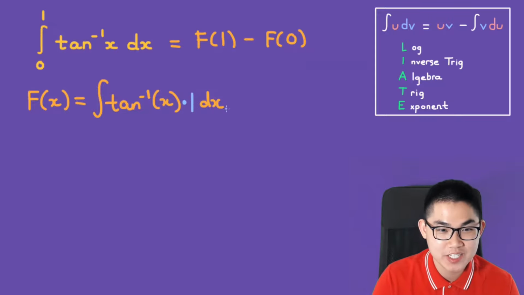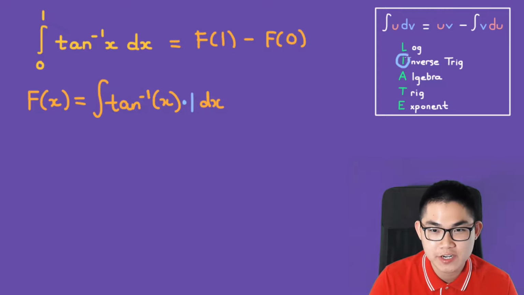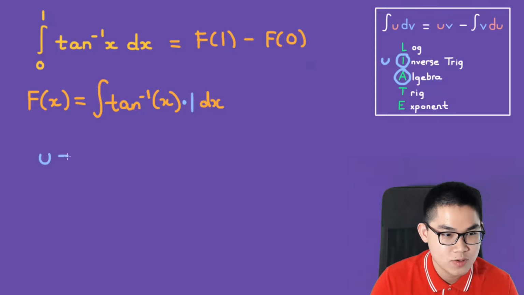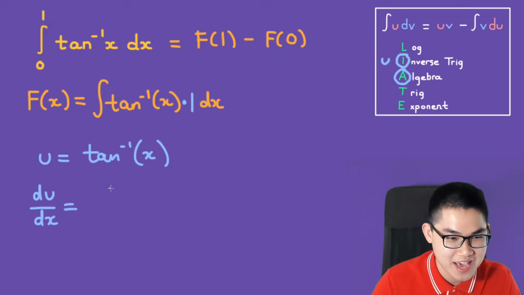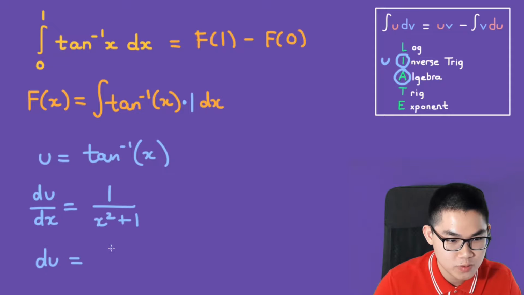Okay, so there are two parts to this integral. We see that there is the arctan, and arctan belongs to inverse trigonometry, and the 1 belongs to algebra because it's a constant. So the first circle at the top is the u. So u is equal to arctan of x. And we need to find the derivative. According to our formula sheet, the derivative of arctan is 1 over x squared plus 1. So du would be equal to 1 over x squared plus 1 dx.